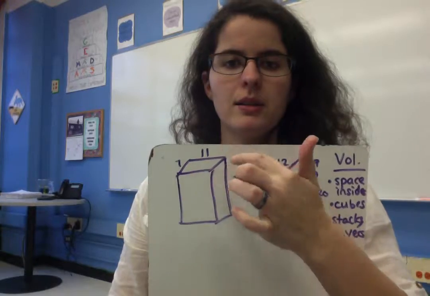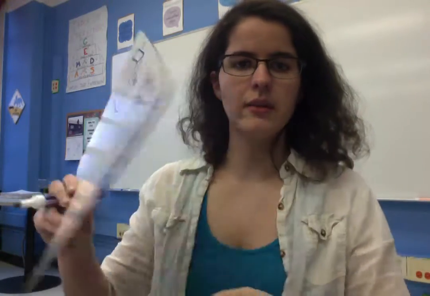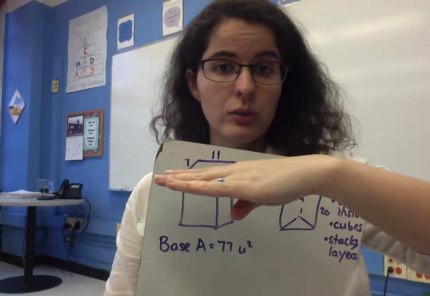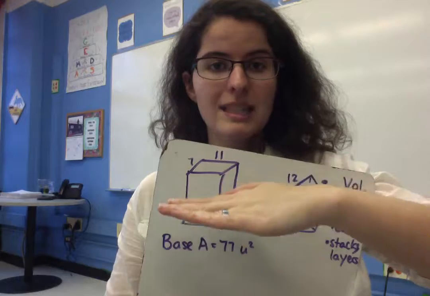So, for my rectangular prism, my base is going to be that garden that has a 77 square unit area. My base area is going to be 77 units squared. That would be 77 cubes that could be on that, and I'm going to have to do that 20 times. So I could say 77 times 20. 20 meaning that's going to be my layers.